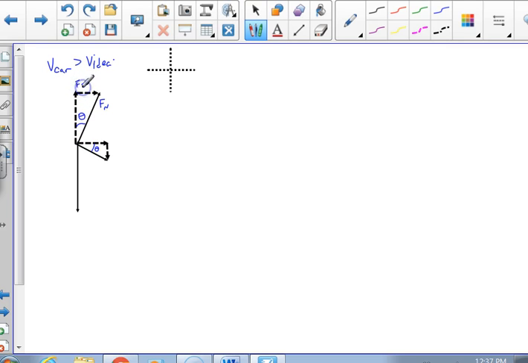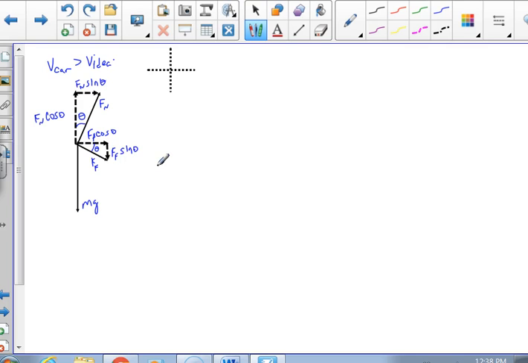So this would be F normal sine theta. And this would be F normal cosine theta. This would be F friction, FF. So this would be F friction sine theta, and this would be F friction cosine theta. And then this is the weight, or mg.